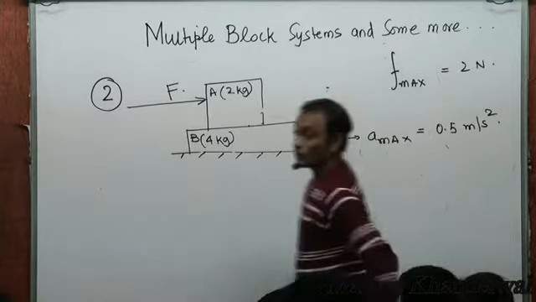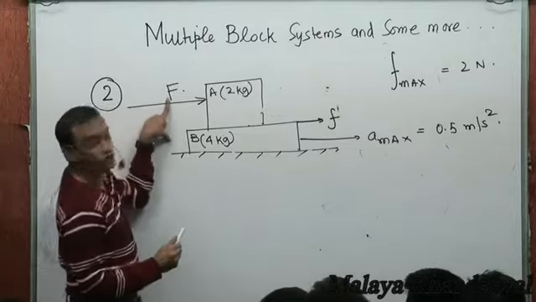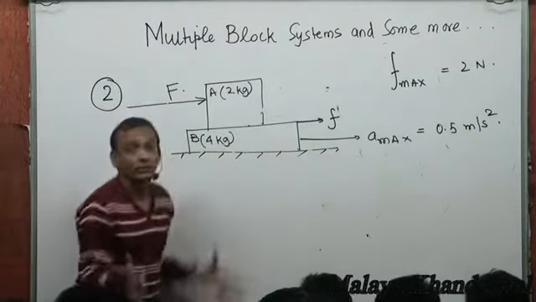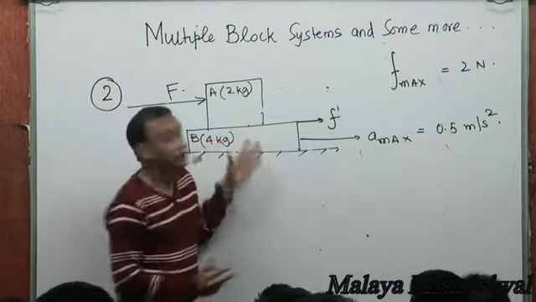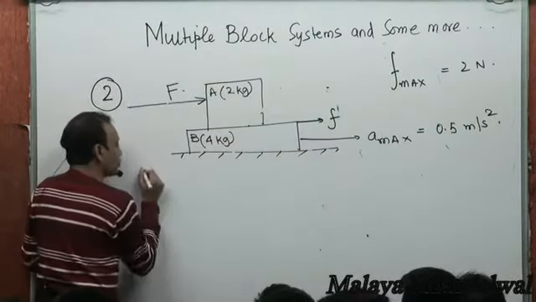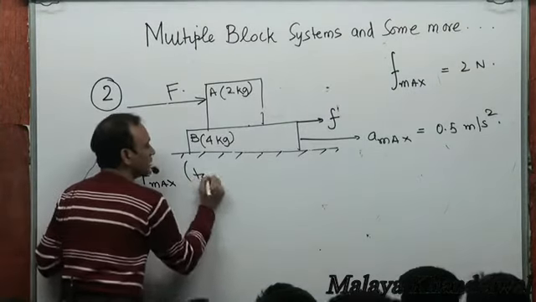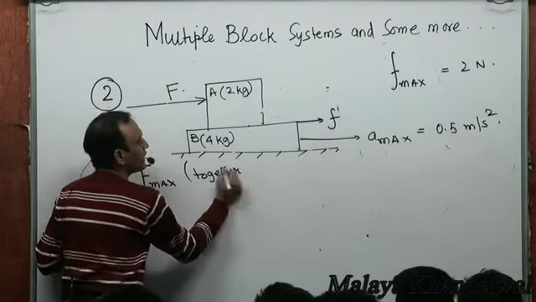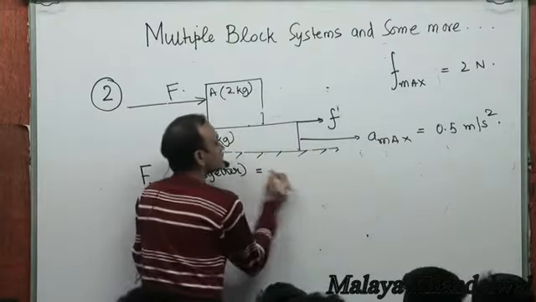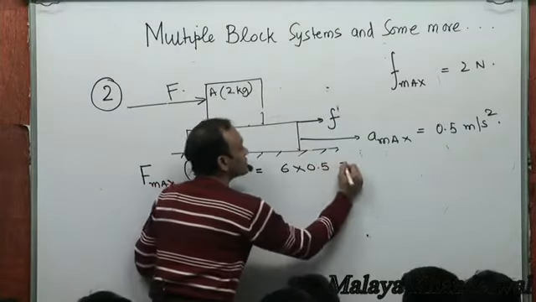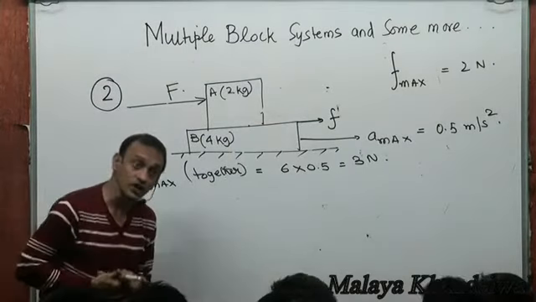Yes or no? There is no limit on the maximum acceleration of A. It will go on increasing as you go on increasing capital F. But then the maximum common acceleration would be the maximum acceleration of B. So the maximum force F that you could apply so that they move together would be commensurate with the maximum common acceleration of a 6 kg mass, which is 6 into 0.5, which is 3 newtons. Right? Yes or no?